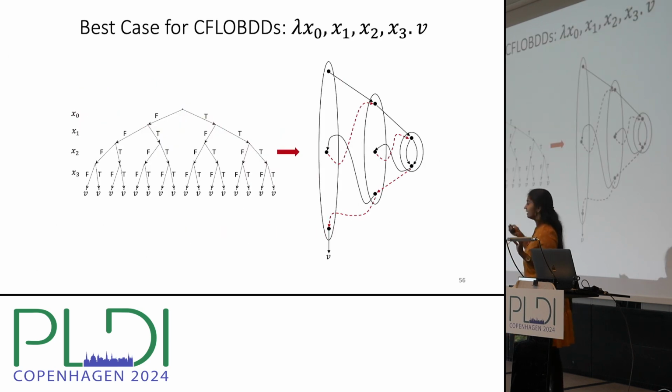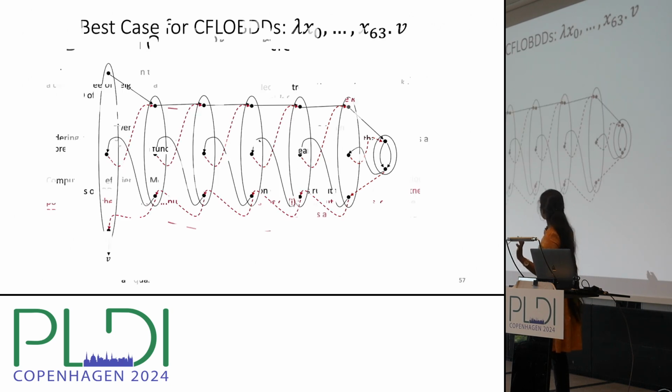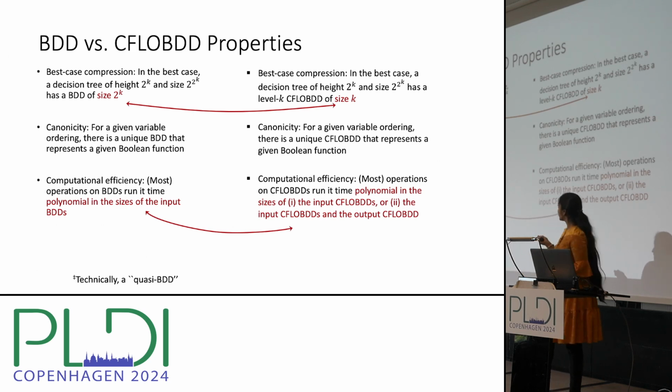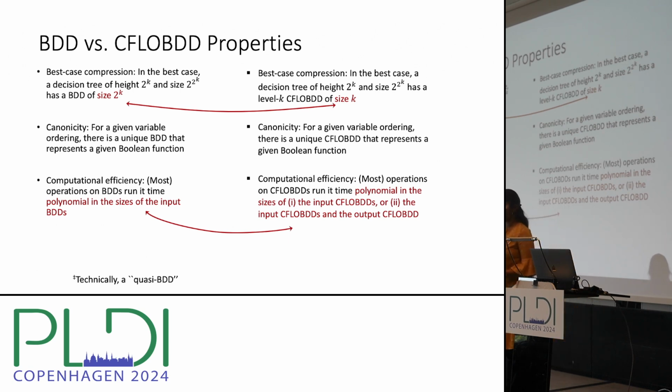So a CFLOBDD, given this decision tree, in the best case, gives a double exponential compression over the decision tree, as seen here. So we have seen the best case scenario where CFLOBDDs are better than BDDs. The next thing is, are they canonical? To make CFLOBDDs canonical, we introduced some structural constraints so that you have only one unique representation for a given function. And are they computationally efficient? The algorithms on CFLOBDDs run in polynomial time in the argument CFLOBDDs or the output CFLOBDDs as well.